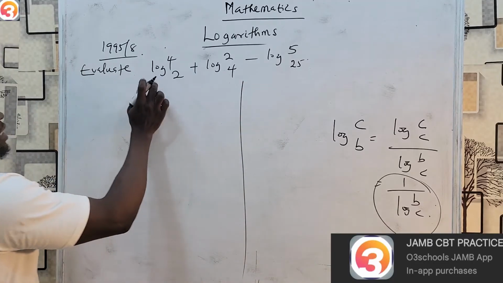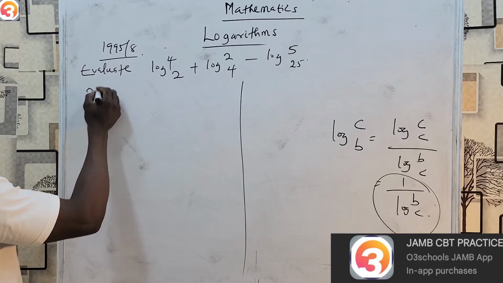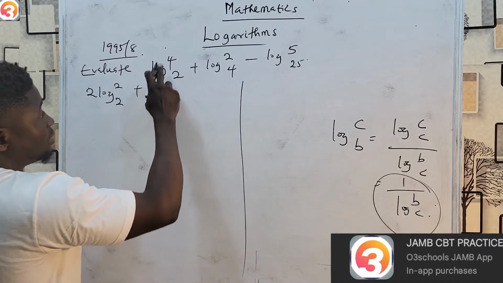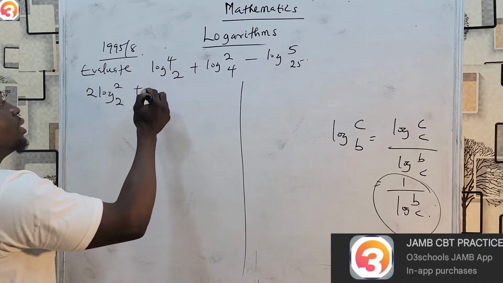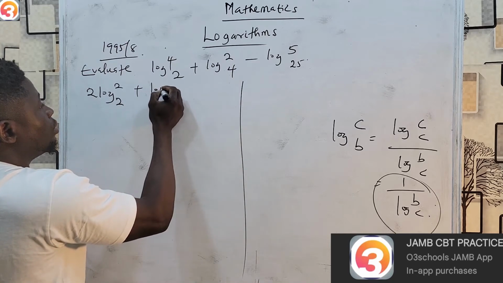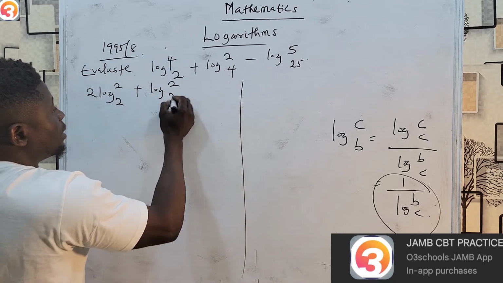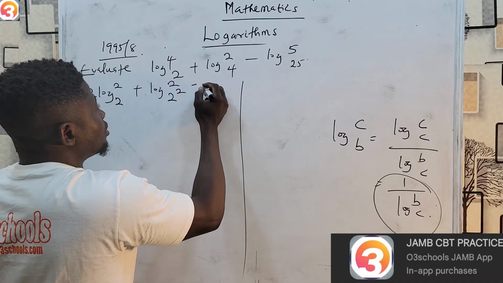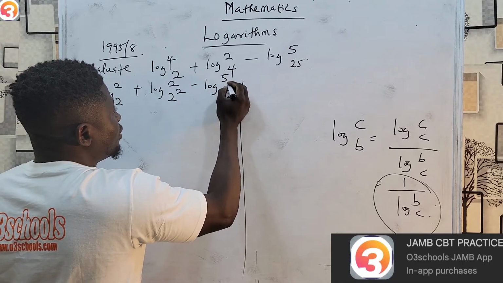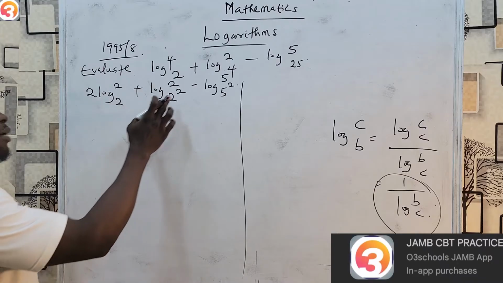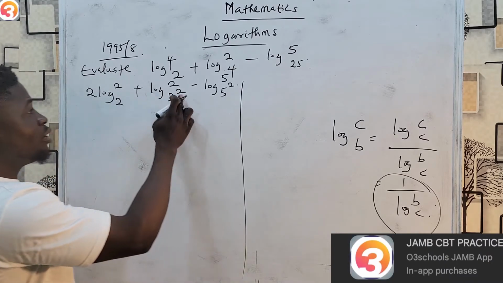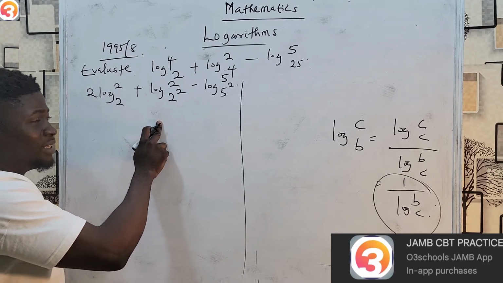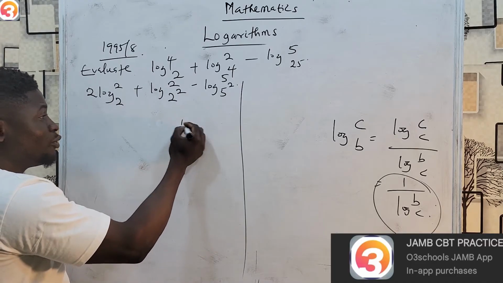Now let's go. So this is the same thing as 2 log 2 base 2, right? Then plus, remember, this is 2 raised to power 2, 2 log 2 base 2. Then plus log 2 raised to power 2 base 2. 4 is 2 raised to power 2, right? So express them in powers. Then minus log 5 raised to power 2 base 5. Now, since the power is on the base, you have to invert the power, so inverting the power into 1 over something.